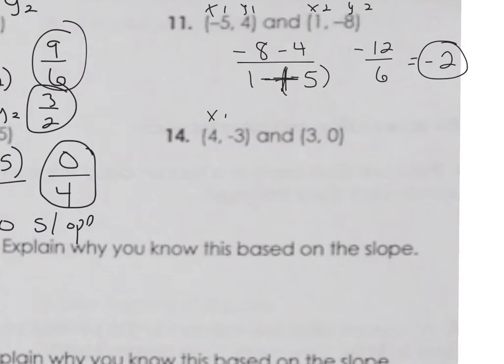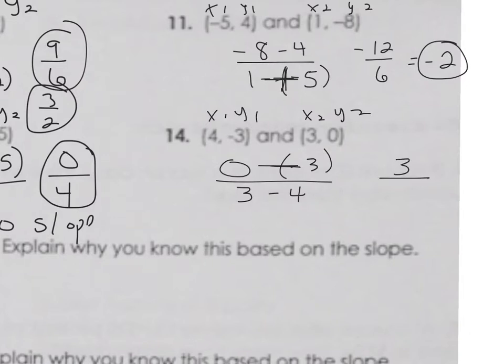Number 14, x1, y1, x2, y2. 0 minus a negative 3. 3 minus 4. 0 minus a negative changes into plus. We get 3 over 3 minus 4 is negative 1, which is the same as negative 3.